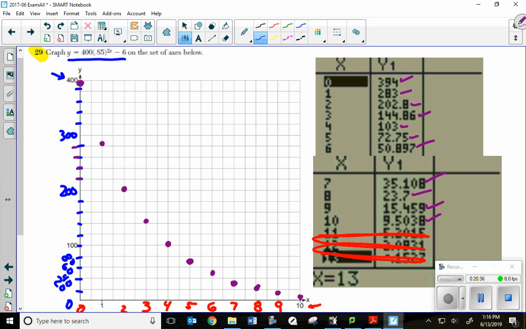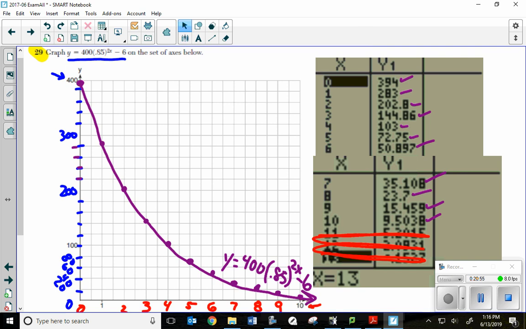So if I connect all these dots, I'm going to put an arrowhead at the end, and I really should label that. Y equals 400 times 0.85 to the 2x minus 6. All right? That is a beautiful graph.